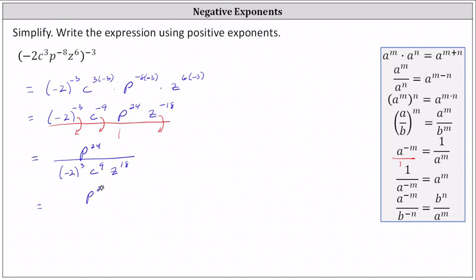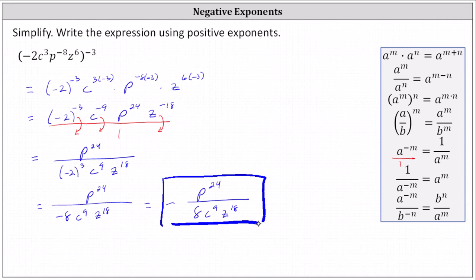which gives us p to the power of positive 24 divided by the product of negative 8 and c to the 9th and z to the 18th. Remember, when we have a fraction, the negative sign can be in the numerator, in the denominator, or out front. Let's write this as negative, and then p to the power of positive 24 divided by the product of 8 and c to the 9th and z to the 18th. This would be the simplified expression using positive exponents. Again, it's not wrong to have the negative in the denominator, but it's more common to have the negative out in front of the fraction.